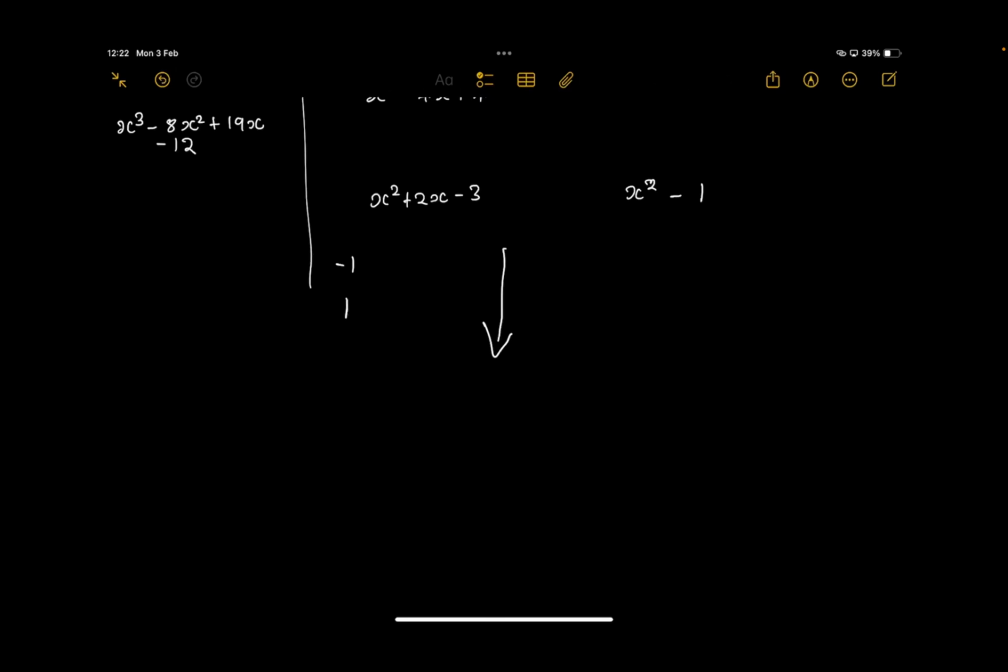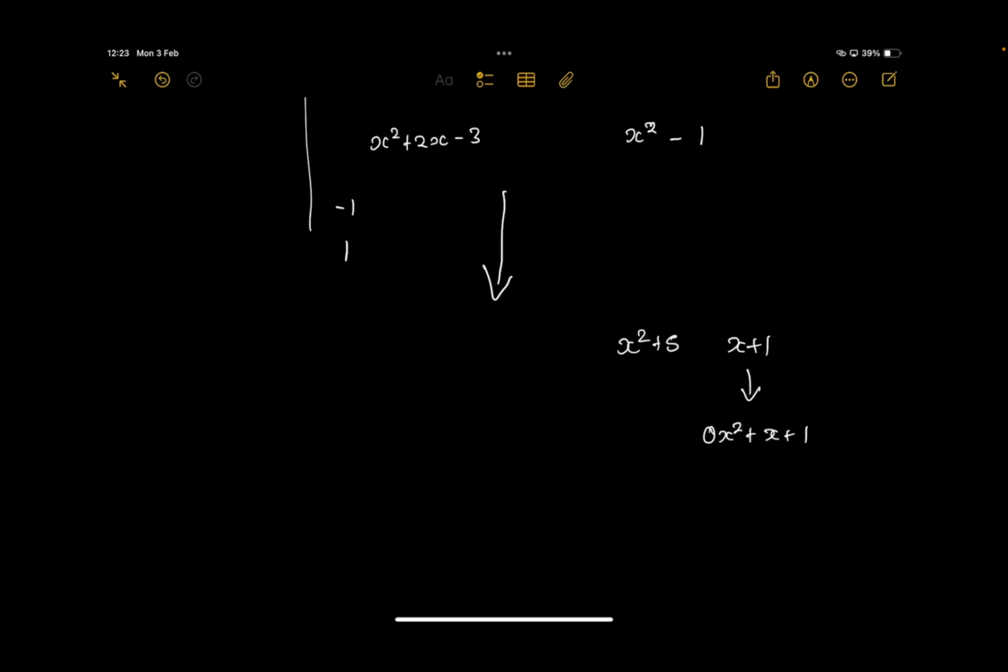Like if one of them is x squared plus 5, another one is x plus 1. You can convert this to 0x squared plus x plus 1, right? Technically, degree 2. I have one that has roots 1 and 3. The second one has roots 1 and 2. But I'm not looking for roots.